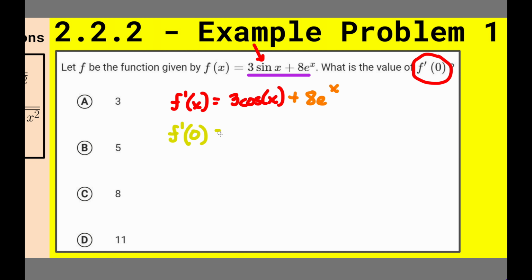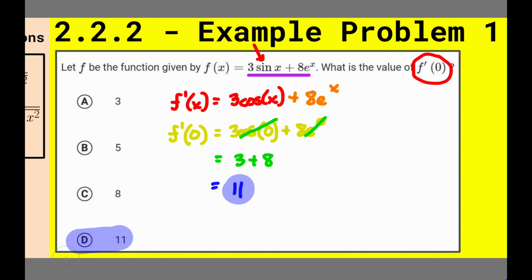So I'm going to plug in 0 for all these x's, and you end up with 3 cosine of 0 plus 8e to the 0. All right, now we need to simplify. Cosine of 0 is 1, so this is just going to be 3 plus e to the 0 is 1, so it's just going to be 8. 3 plus 8 is equal to 11. So the answer for this one would be D.